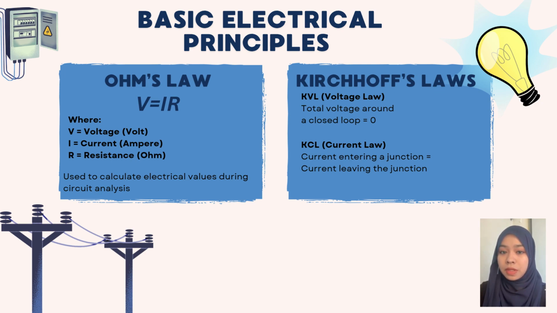The second principle is Kirchhoff's law, which consists of KVL and KCL. Kirchhoff's voltage law states that the voltage around a closed loop is equal to zero, while Kirchhoff's current law explains that the current entering a junction is equal to the current leaving the junction.